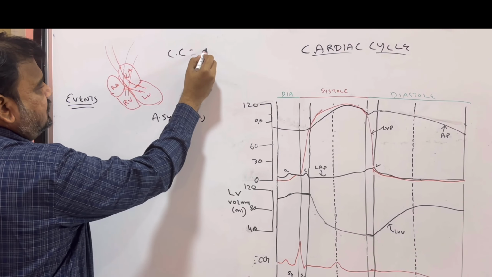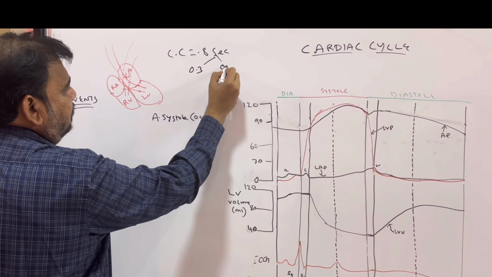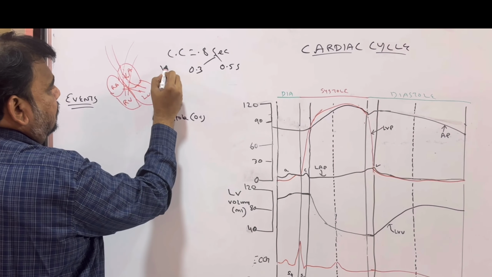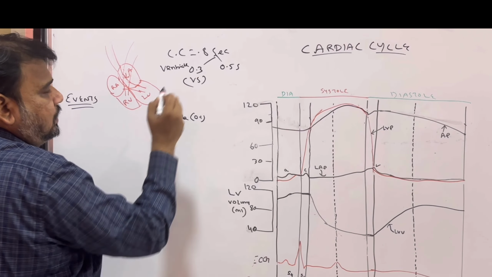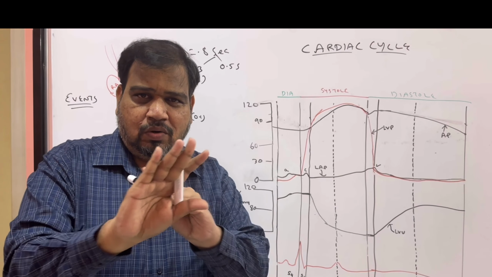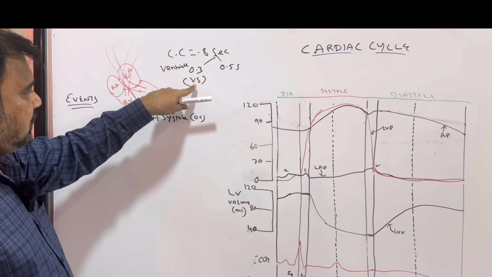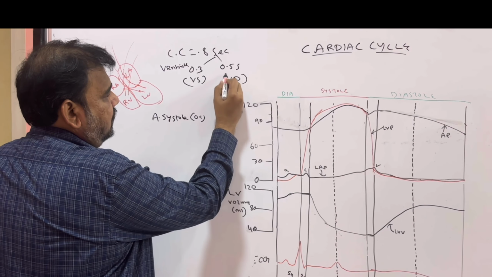Duration of cardiac cycle is 0.8 second, which you all know, and it is divided into 0.3 and 0.5 second regarding ventricle. So ventricular systole, just concentrate, duration of cardiac cycle is 0.8 second, no doubt in that. And in that ventricular systole is 0.3 second, ventricular diastole is 0.5 second.